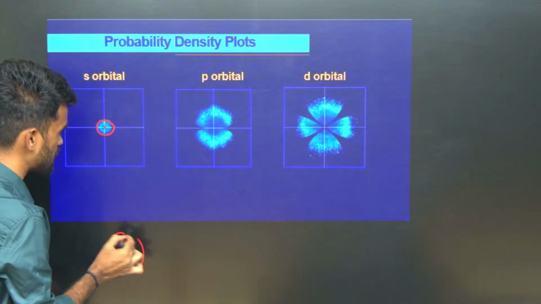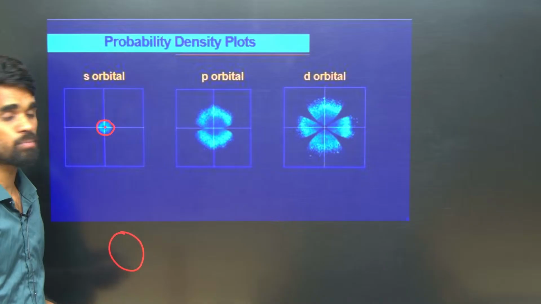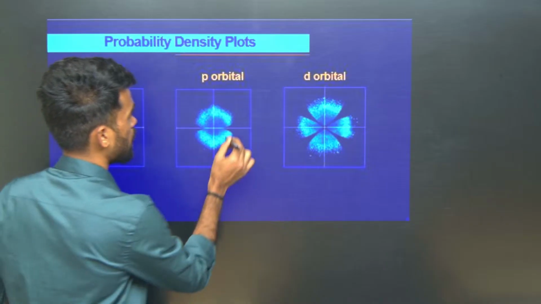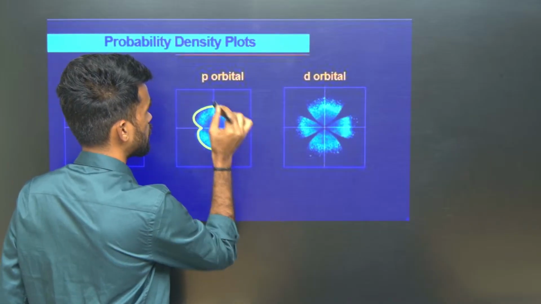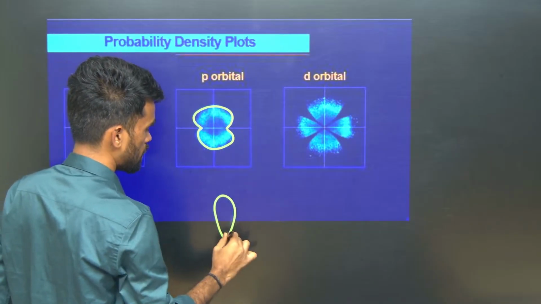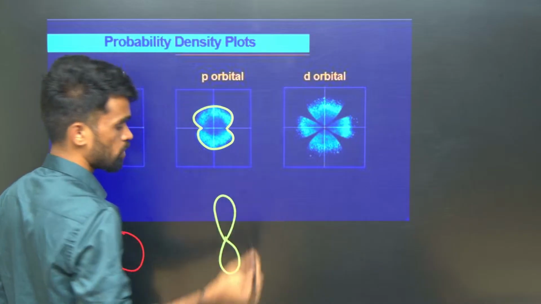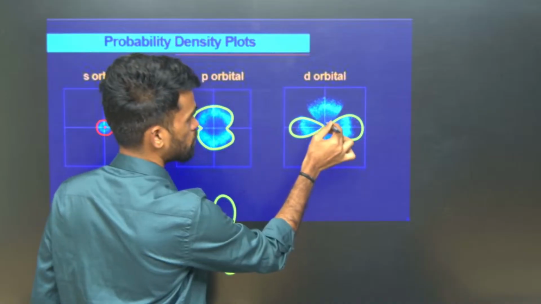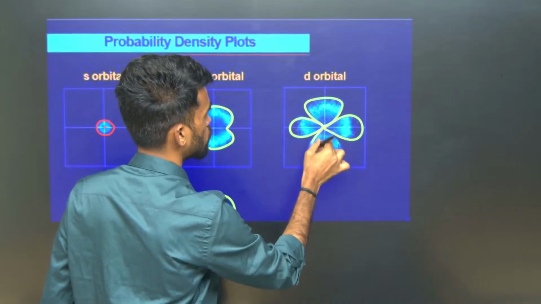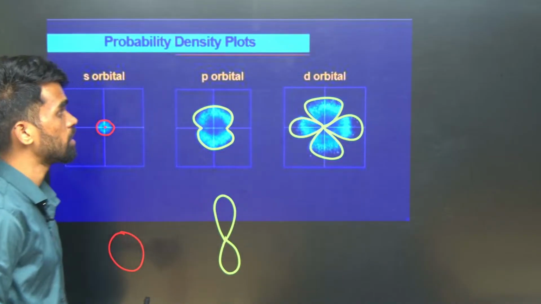So we have something like a spherical shape for the s orbital. And for the p orbital, we get something like a dumbbell shape. So what is the shape of the p orbital? It is like a dumbbell. And what about d? One dumbbell and this second dumbbell, so you can write it as a double dumbbell shape for the d orbital.